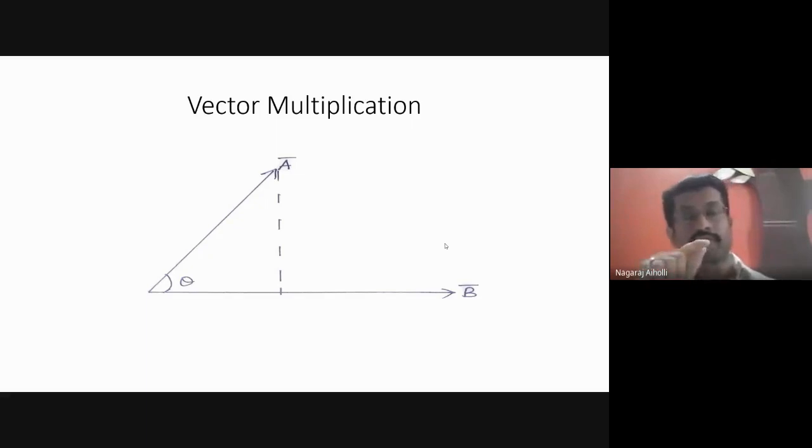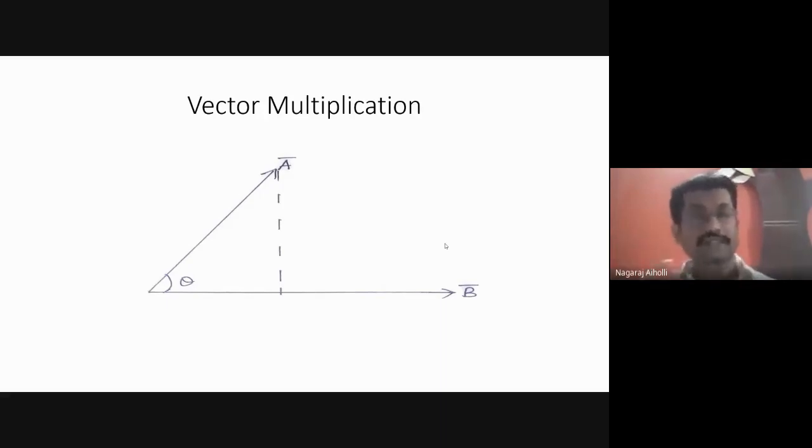If the angle between X and Y is 90 degrees, then X dot Y is magnitude of X into magnitude of Y into cos of 90 degrees. Cos of 90 is 0. Hence, the dot product of X dot Y is 0.